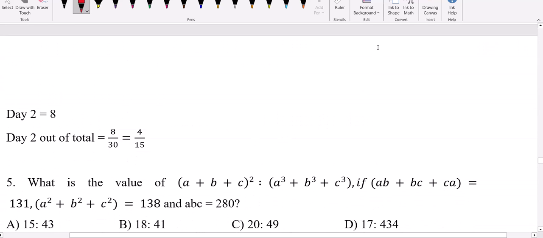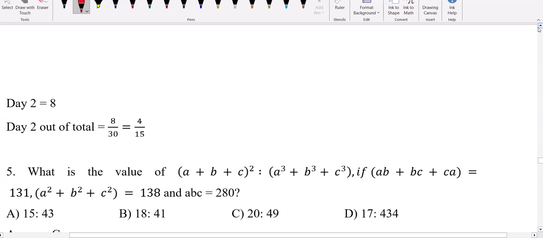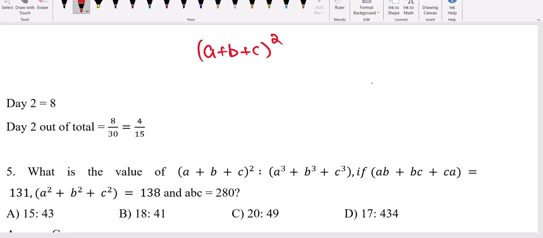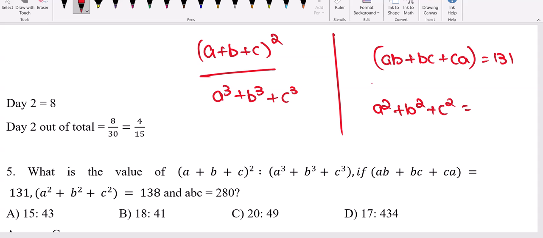Now one other question is this, so let's see about this. What is the value of a plus b plus c whole square divided by a cube plus b cube plus c cube? This you need to calculate, but the data given is ab plus bc plus ca is 131. This is simplification. A square, b square, c square is given. ABC is also given.